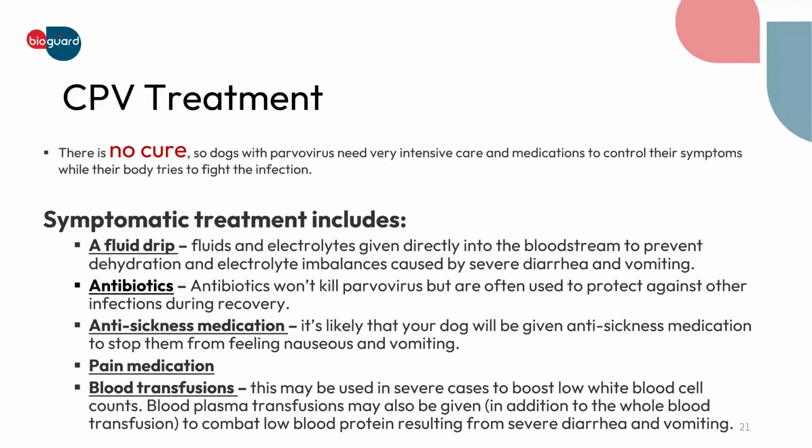Other than that, antibiotics are another way to give supportive treatment to the body. As for the parvovirus itself, antibiotics are not working. Otherwise, they can help prevent other infections from coming into the body. The vets can also start anti-sickness medication and pain medications as well, depending on the severity of the symptoms that the dog is facing at that particular time.